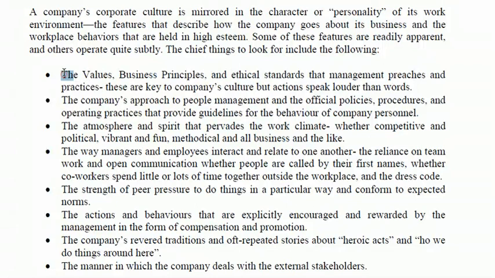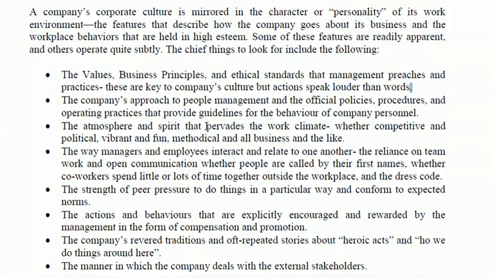So in this case, there are the values, the business principles, the ethical standards. Sometimes there are a few companies where it is allowed to lie to the customer. There are some companies whose core value is trustworthiness, so in those companies you are not allowed to lie to the customers. And then there are various policies and different procedures.